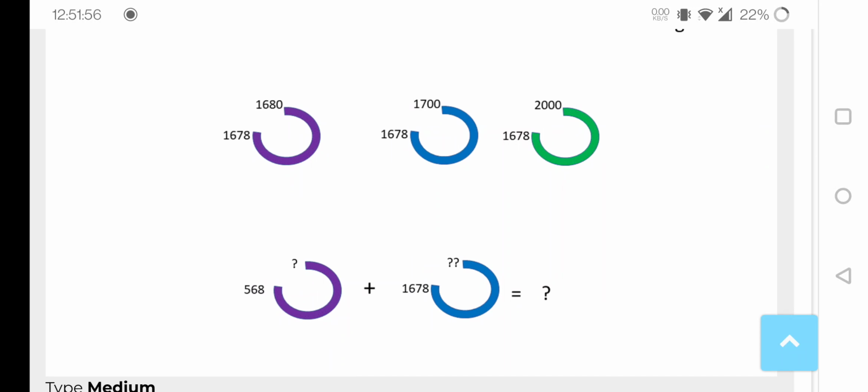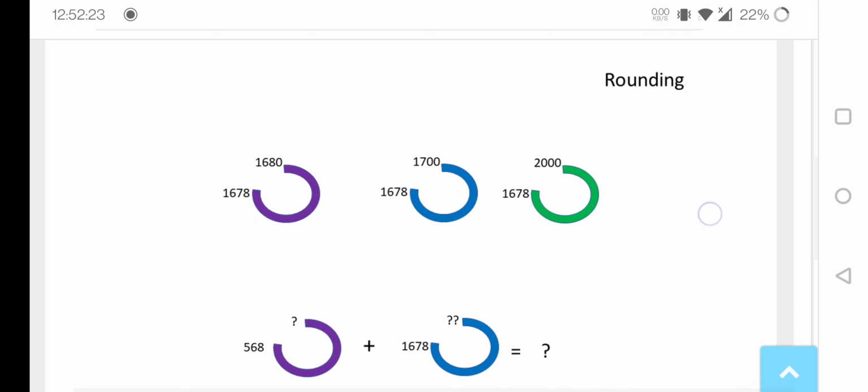So now the question to be solved is 568. So if it comes here, 68 will become 70, and this will be 570. So this is up to 100. So it will become 1700. So 1700 plus 570. We could add those, then you will get the answer.